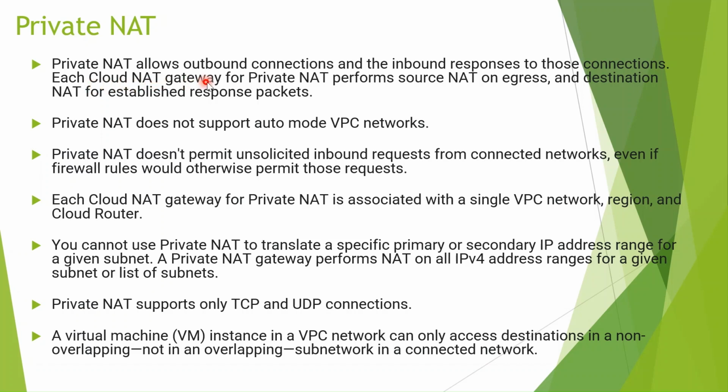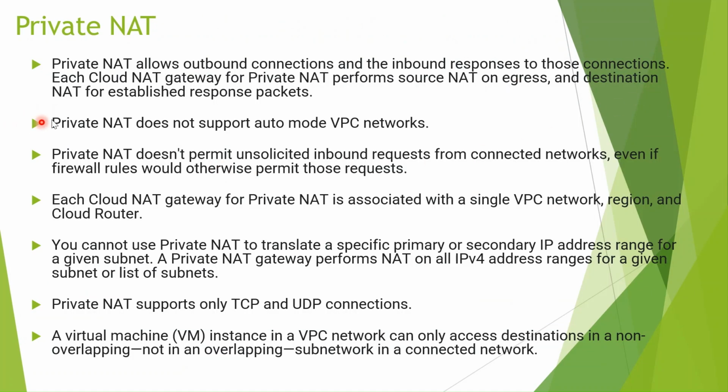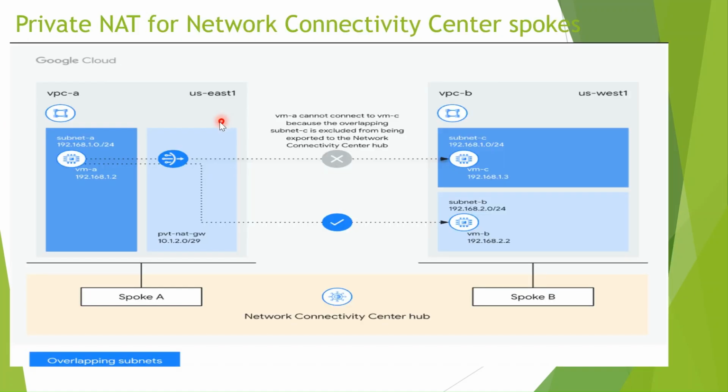And each Cloud NAT gateway for private NAT performs source NAT on the egress side. Source NAT means it just changes the source IP, and destination NAT for established response packets. So when any response packet comes, it will again change the destination IP. It will change the IP again. So this VM thinks that the IP is coming from this VM.